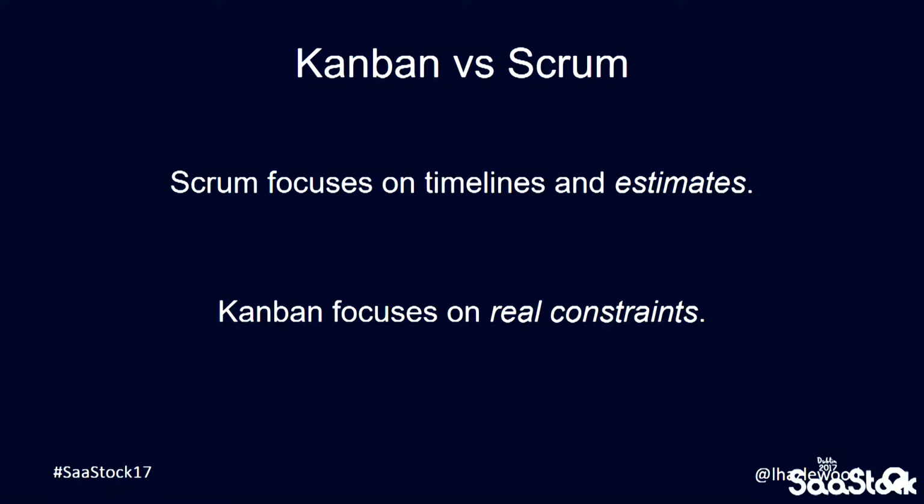Right? I've got 2 weeks, I'm going to do things, let's estimate the work and get it done in 2 weeks or 3 weeks or whatever. Kanban instead doesn't focus on estimates, which are erroneous. Kanban instead focuses on real constraints, things that actually impact your engineering process, and your process builds around these constraints or tries to address the constraints.